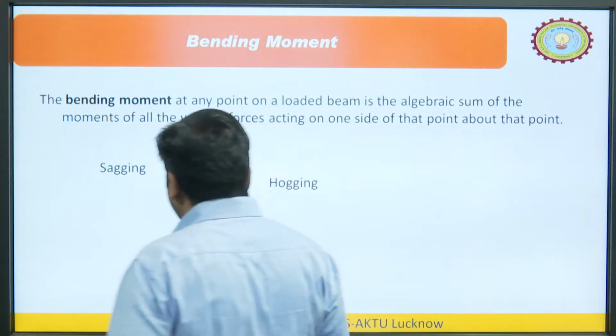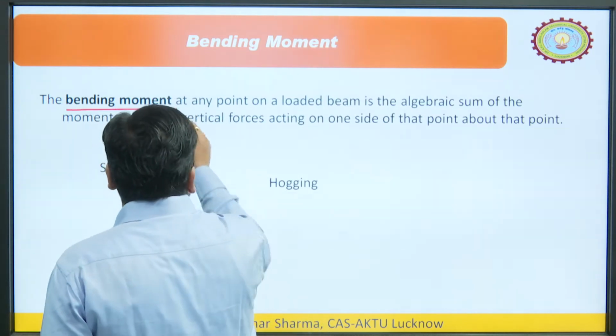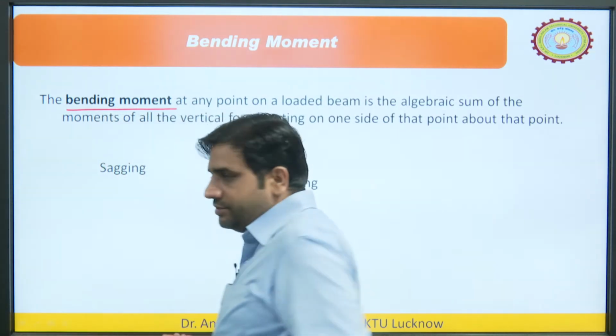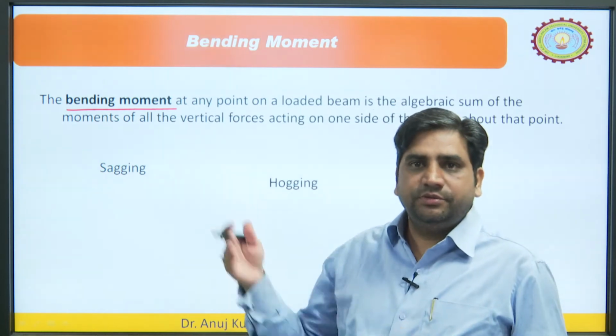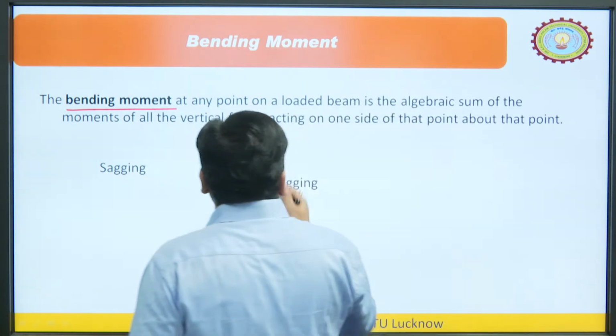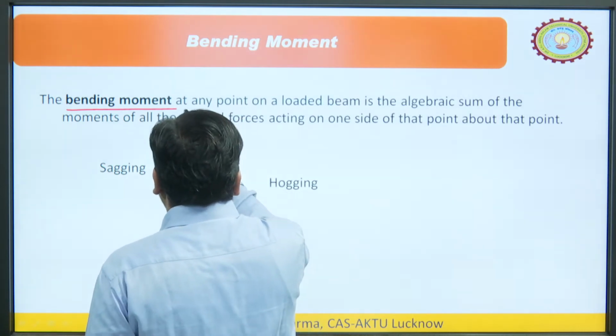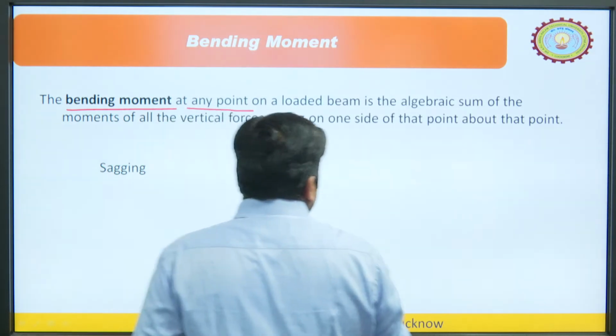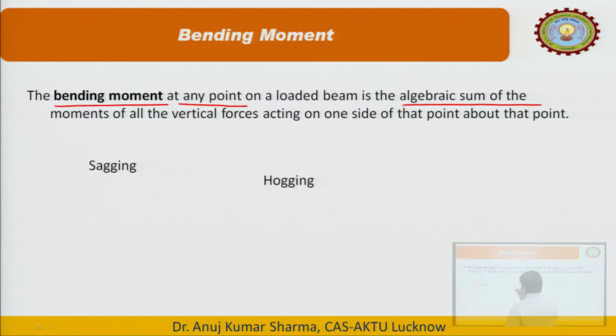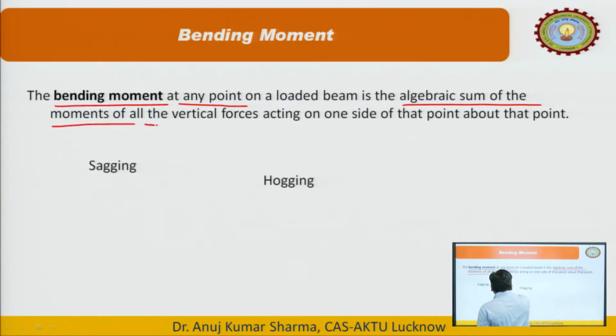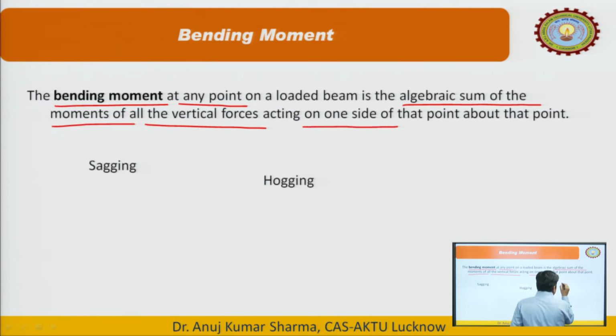So, we should know what bending moment is. Bending moment means force into displacement. So, likewise we have to see. It is also in a similar fashion: if we want to calculate the bending moment at any point, it is equal to the algebraic sum of the moments of all the vertical forces acting on one side of that point and about that point.